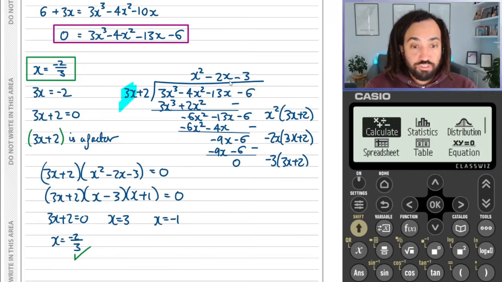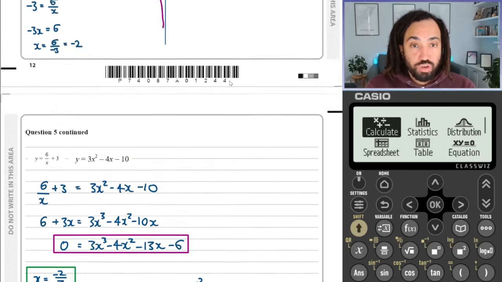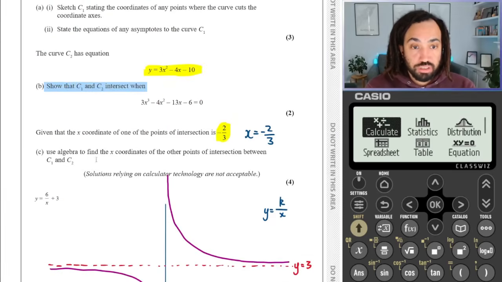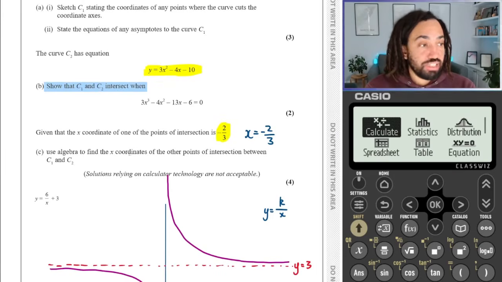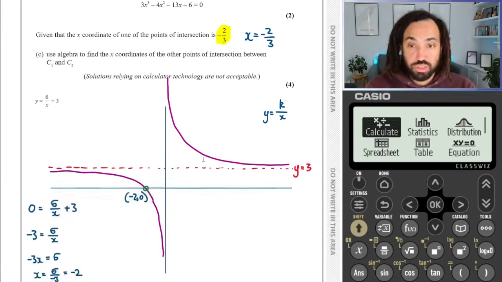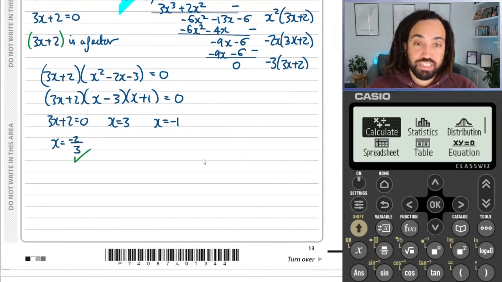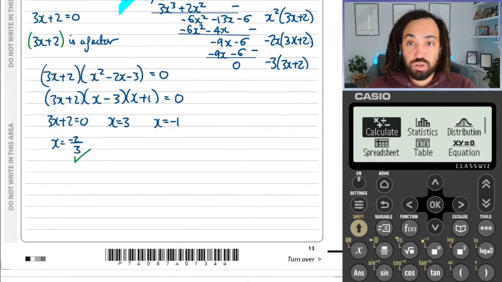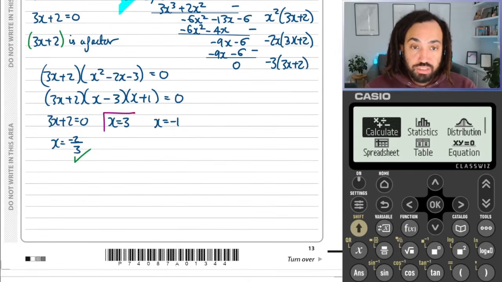Now, does it ask for the overall coordinates or just the x coordinates? It says use algebra to find the x coordinates. Okay, so we're good. We don't need to sub back into one of the equations to get the corresponding y. These are just our two final answers.